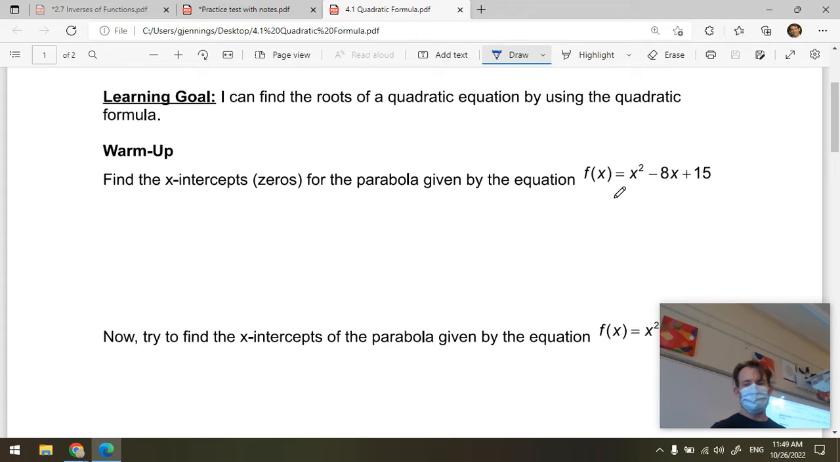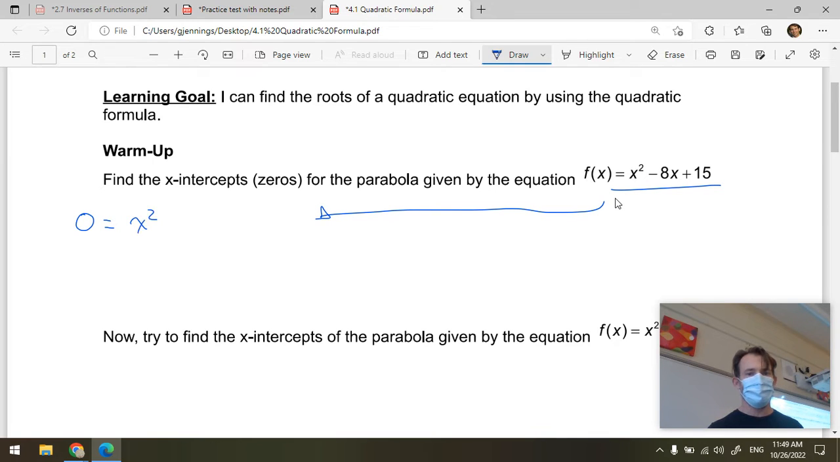So if we wanted to solve this type of equation, f of x is equal to x squared minus 8x plus 15, and we want to know where that equals 0, last unit we would have written it this way: 0 equals x squared minus 8x plus 15. Is there a way that we can solve that without the quadratic formula? Can you find for me two numbers that multiply to positive 15 and add to negative 8? What about 5 and 3? x minus 5, x minus 3 will do it.